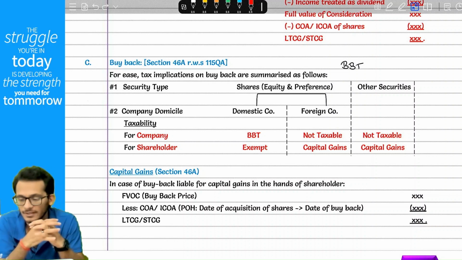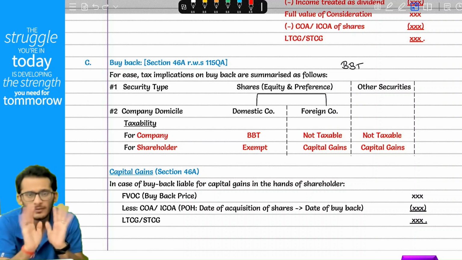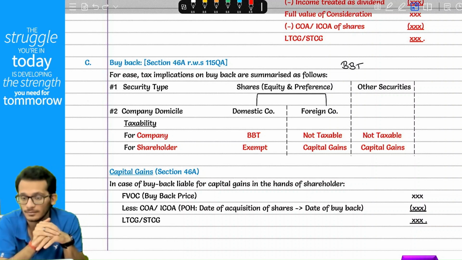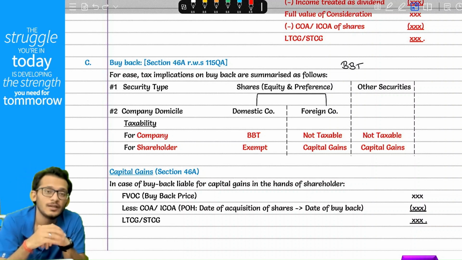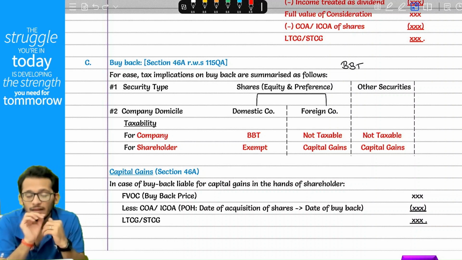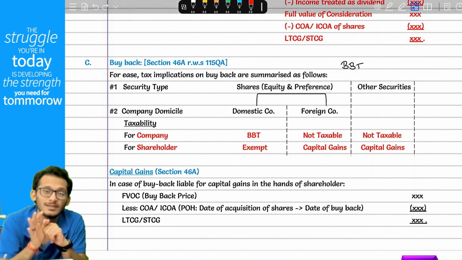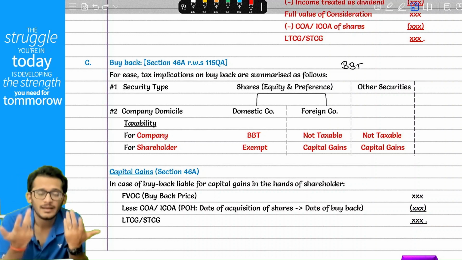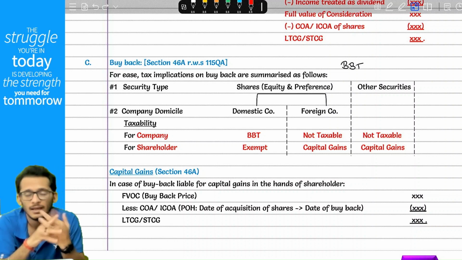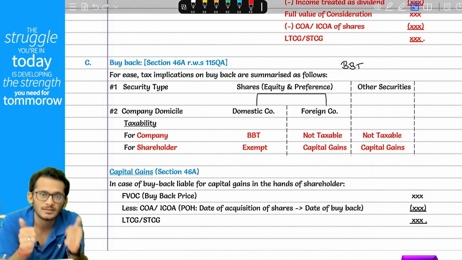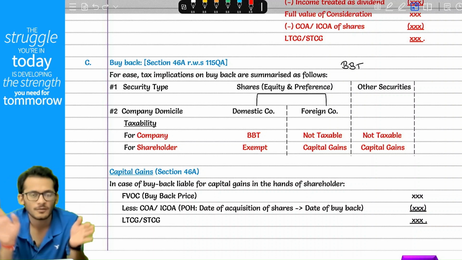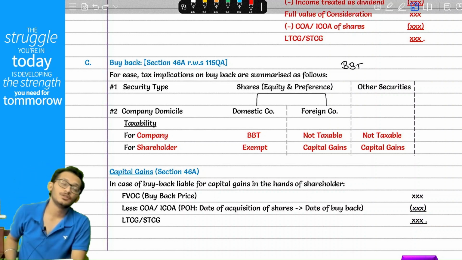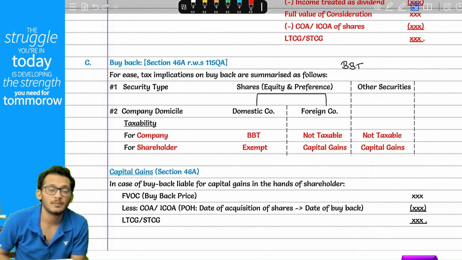Same format: full value of consideration minus cost of transfer minus cost of acquisition, and all the same formats. If you say no, Rahul, this is shares, then I will ask you, is this shares of a domestic company or shares of a foreign company? If it is shares of a foreign company, I cannot have control over a foreign company, and therefore the same logic applies, which means capital gains will apply in the hands of shareholders. Same format. The issue comes when you have shares being bought back from a domestic company.